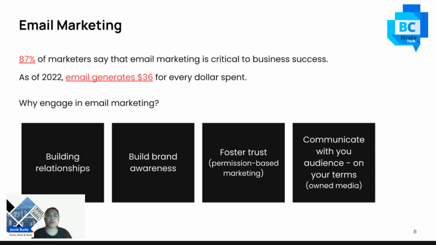So why engage in email marketing? Again, some of the points I said in the beginning are building relationships and building brand awareness. Now, this third point here, to foster trust, permission-based marketing, I'm going to speak a bit more about this because this part is really, really important. When it comes to social, when it comes to email marketing, it's not meant to be spam. With permission-based marketing, your audience is giving you permission to market to them. So they're signing up for the newsletter, or they're following your Instagram, or they're following you or connecting on LinkedIn. It's very permission based, and that's what building that relationship is really founded on.